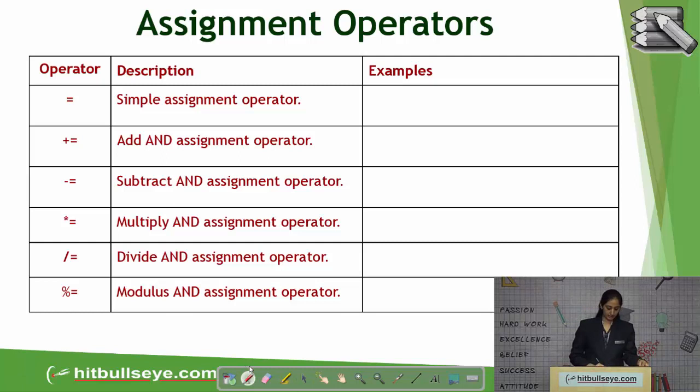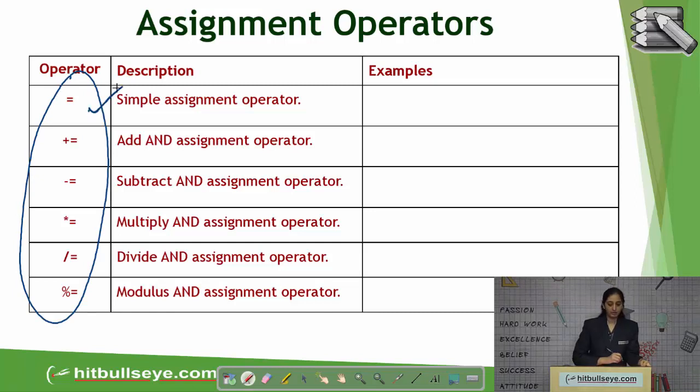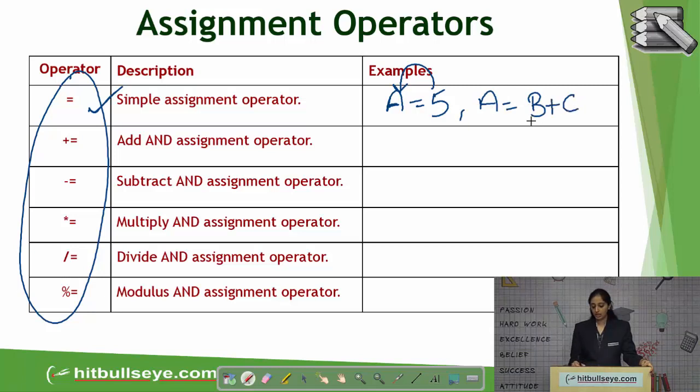Simply, the table shows the list of the assignment operators, right? The first is the simple assignment operator. It's not equal to; it's a simple assignment operator. For example, A is equal to 5, so the value 5 is assigned to A. Or if we say A is equal to B plus C, the sum of B plus C will be assigned to A.